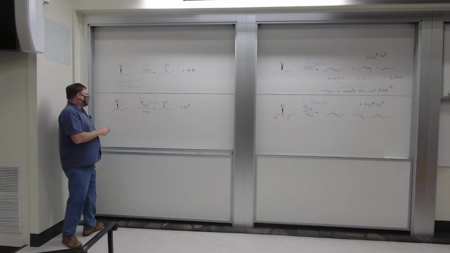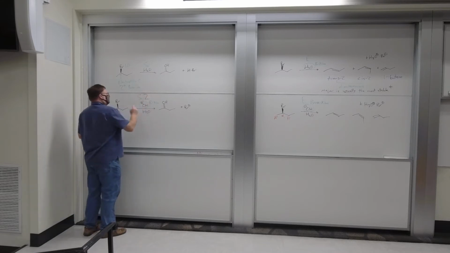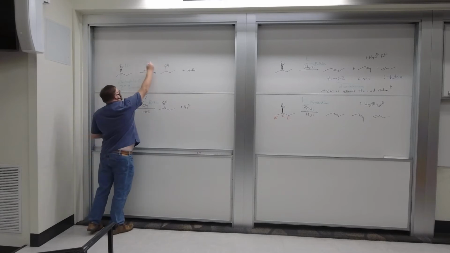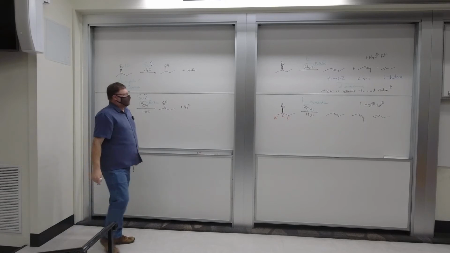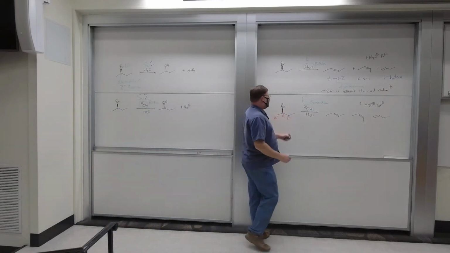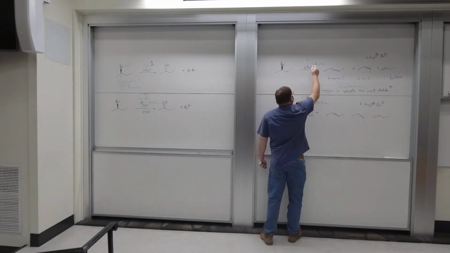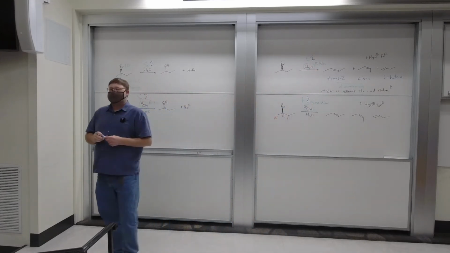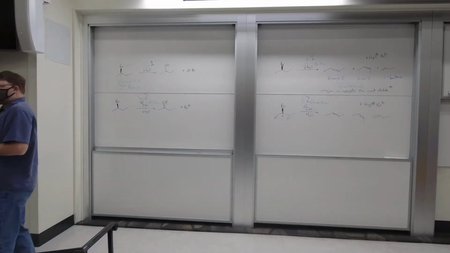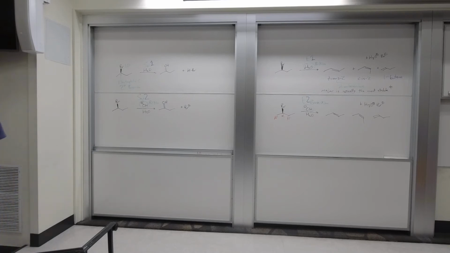So this is going to be the SN2. The one up here is going to be an SN1. Same thing when we go over here. The one that's got a strong base is going to be an E2. The one that doesn't have a strong base is an E1. So you do actually have enough information to do that.